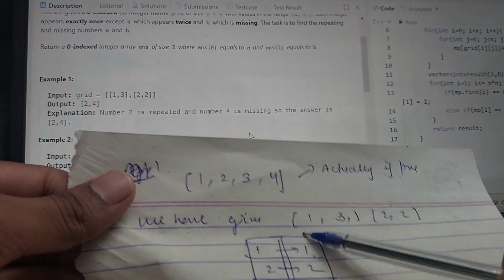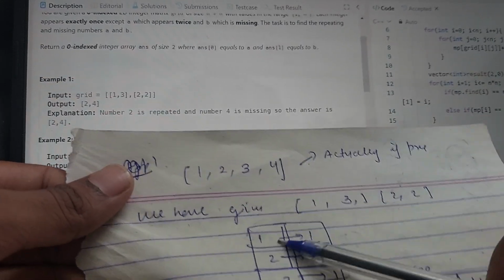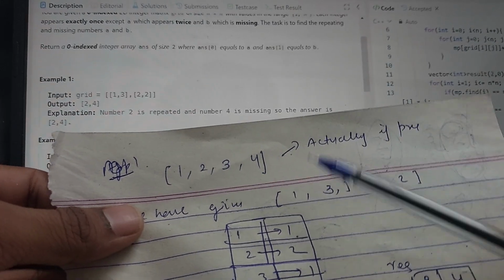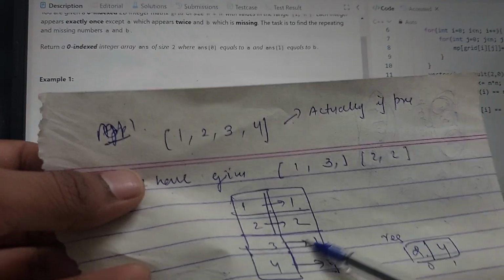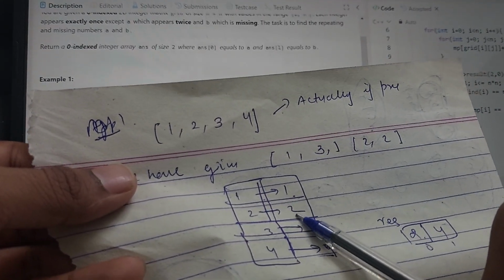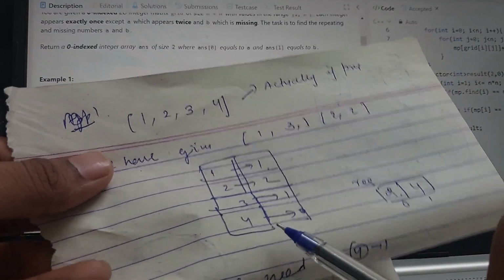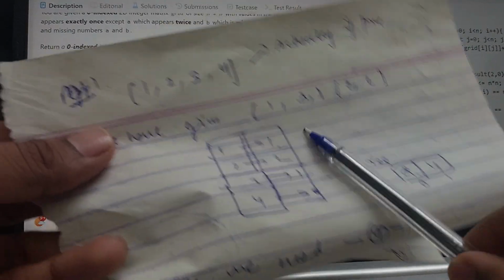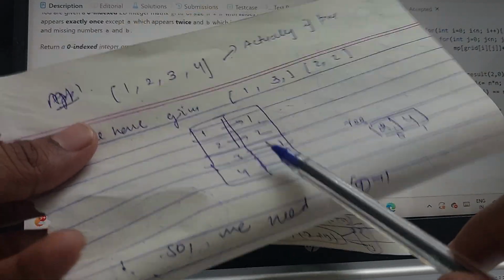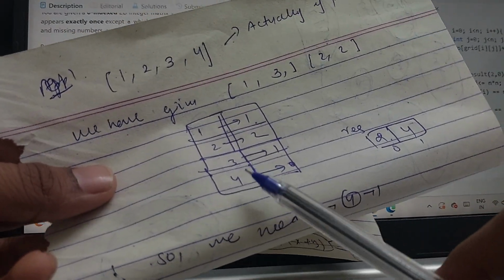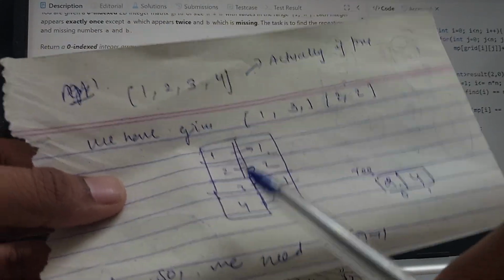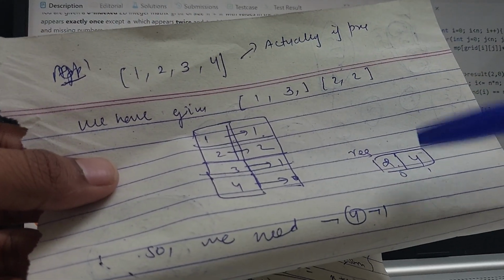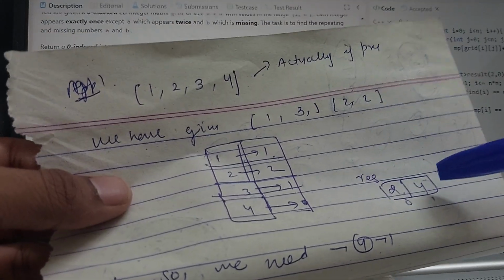So what we can do is traverse the given 2D integer array and map all the values in an unordered map and count them: 1 has count 1, 2 has count 2, 3 has count 1, and 4 has count 0. The number coming twice has count 2, so 2 is a, and the number which is not coming has count 0, so 4 is b. So we traverse the unordered map and check whose count is 0 and whose count is 2.